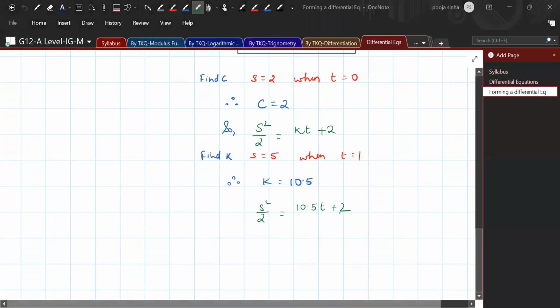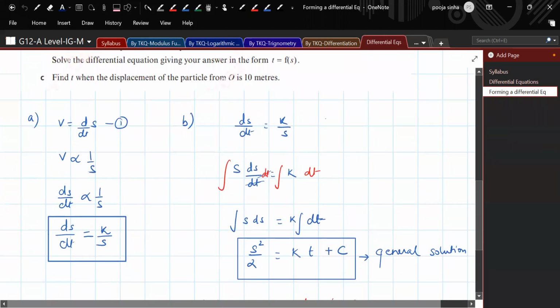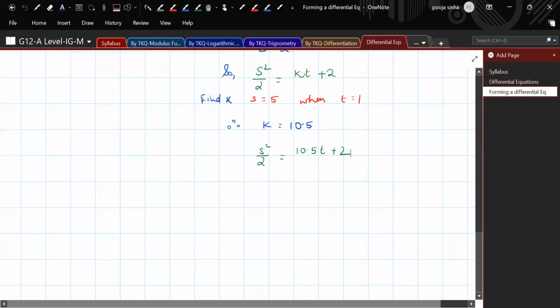Yeah, but in the question, please go back. In the question, over here, it says after 1 second. So shouldn't it be 0 plus 1, है ना? Okay. Now C part. Find T when the displacement of the particle from O is 10 meters. ठीक है? अब आपके पास आपका final equation तो आ चुका है, correct? Particular solution you got. This is your particular solution without any variables.